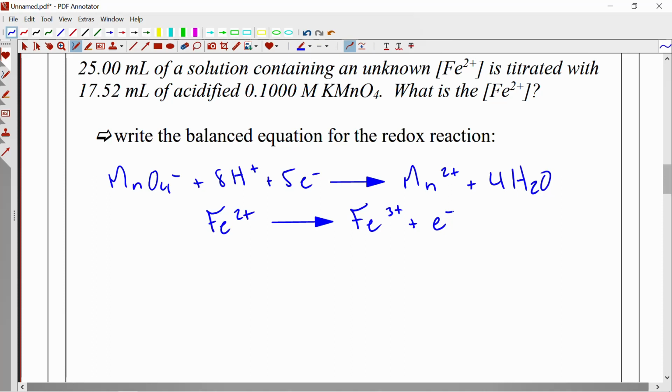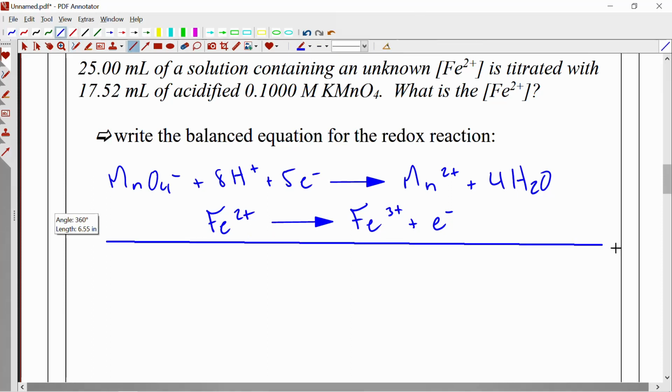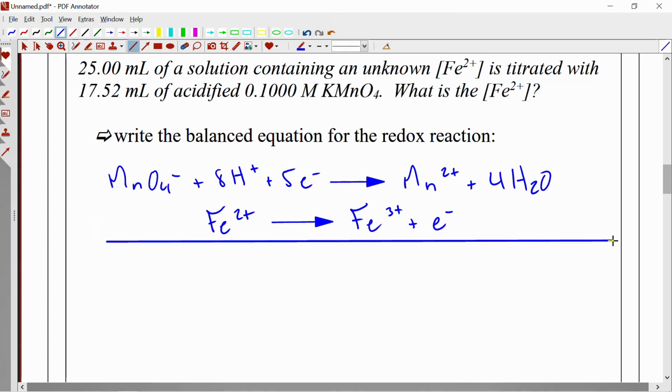I reverse the reaction. Now I'm going to put these two together, but there is an imbalance in the electrons. So I'm going to take this second half reaction and multiply everything through by 5. Okay, now those electrons cancel. And then this will be our overall redox reaction.